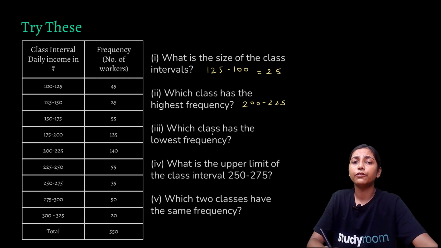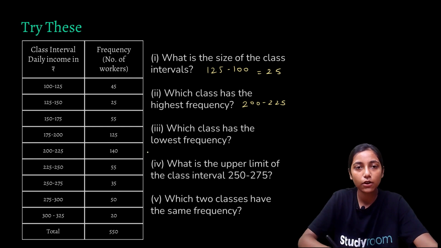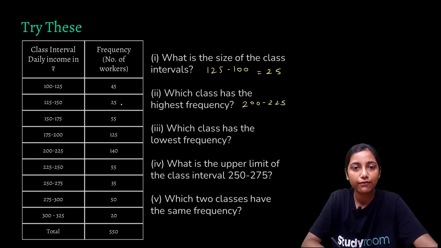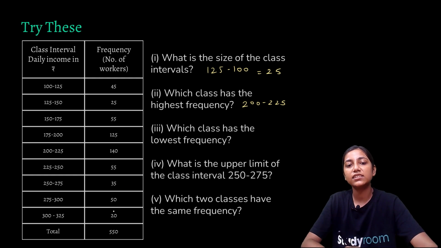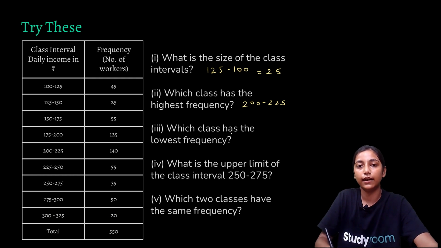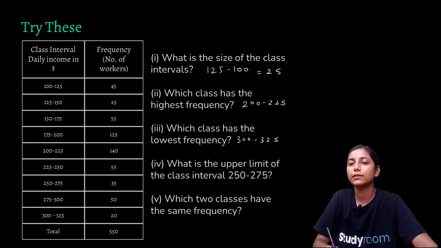The third question is, which class has the lowest frequency? You can check from this column: frequency 45, 25, 55 and so on, till you can check that the least number is 20. Which is the class corresponding to it? It is 300 to 325. So the answer of this part will be 300 to 325.